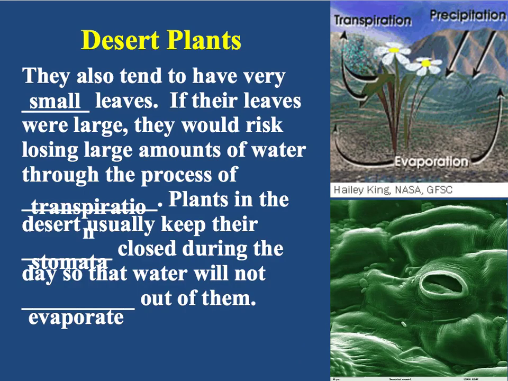Desert plants also tend to have very small leaves, because they would be at risk for losing large amounts of water through the process of transpiration. Remember, transpiration is plant sweat. So in deserts, they usually keep their stomata closed, and it's kind of hard to see this right here, so I'm going to go ahead and type it out for you. They keep their stomata closed. Okay, there you go. That's so that the water will not evaporate out of those tiny holes in the leaves.